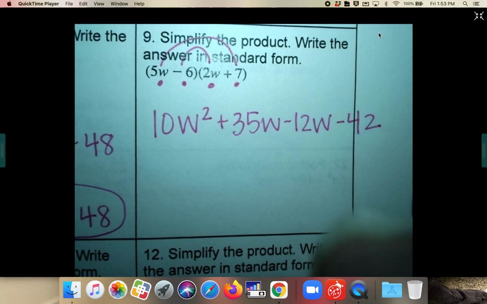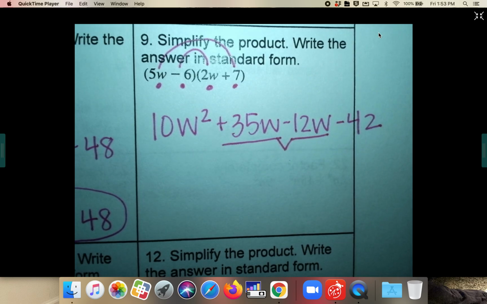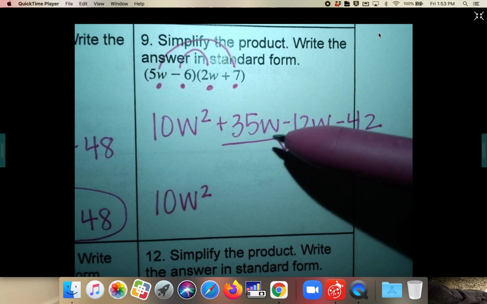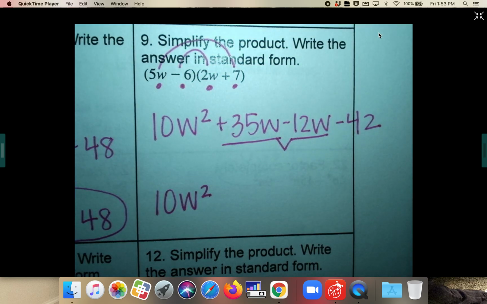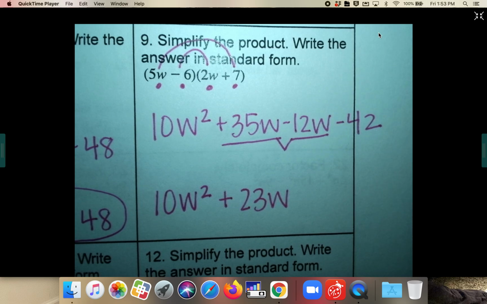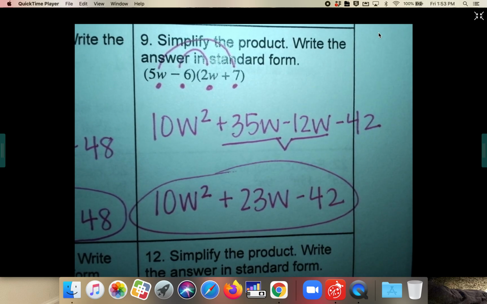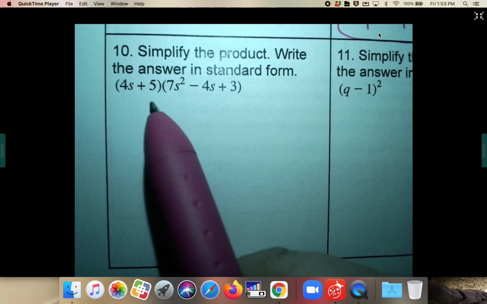Oops. There you go. And remember, your two middle terms are like terms, so the final answer would be 10w squared. I don't know what 35 minus 12 is. 35 minus 12 is 23, positive 23w, and then you've got your minus 42. All right, I'm glad I did FOIL on both of those because I am going to box this one.